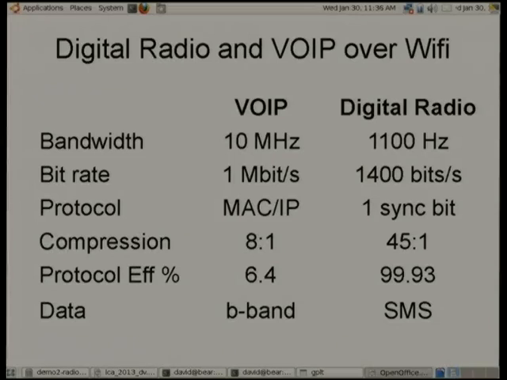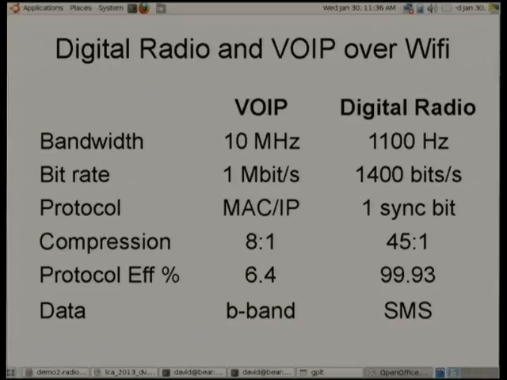Because VoIP's operating over an IP type channel, it's got a bunch of protocols, one for the Wi-Fi and then various layers of IP, UDP, RTP. That means the protocol efficiency, in particular for voice traffic over VoIP, is very low. The sort of systems I've played with in the past are only around 6% efficient. In contrast, we haven't got many bits to spare or much bandwidth to spare for digital radio, so we've got a very simple frame sync, only using 1 bit out of the payload data, and we get very high protocol efficiencies approaching 100%.